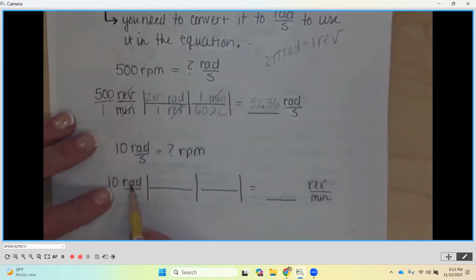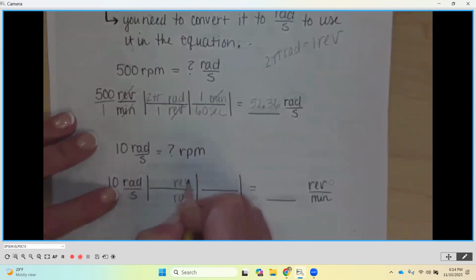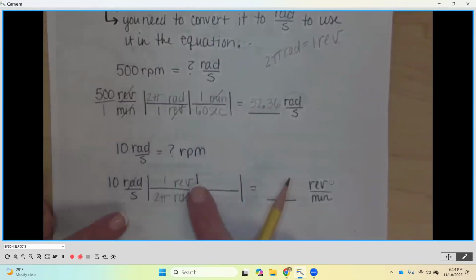So in my first box here, it really doesn't matter if you start with the radians or the seconds. I always start with the top first. So I know that I'm going to put radians on the bottom, revolutions on the top. And I know that there are 2 pi radians in 1 revolution, right? 2 pi radians in 1 revolution. So that means my radians are going to cancel, and now I'm in revolutions per second.